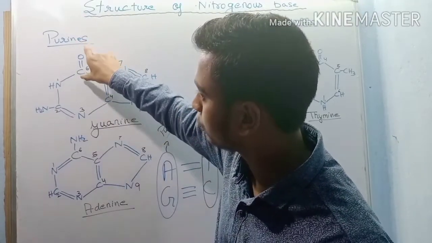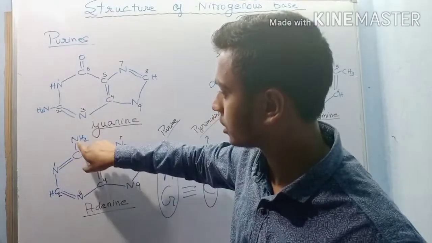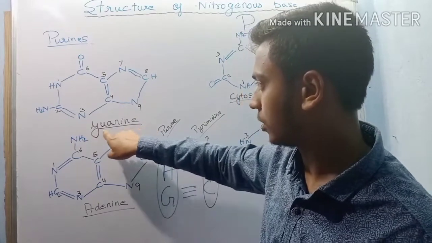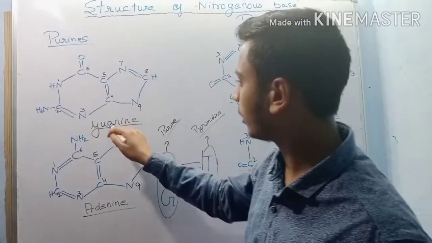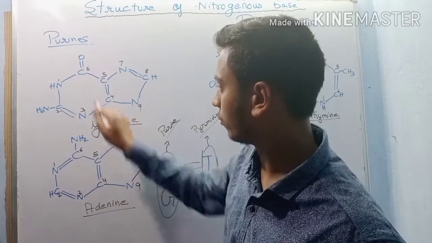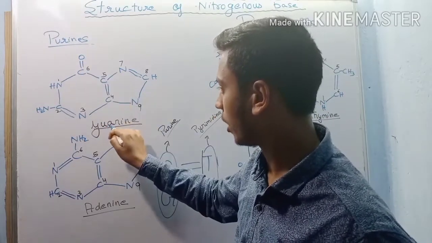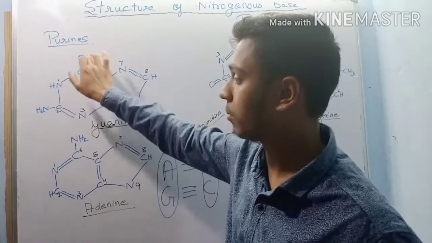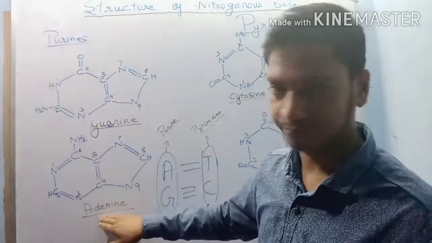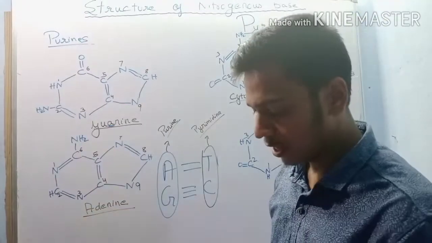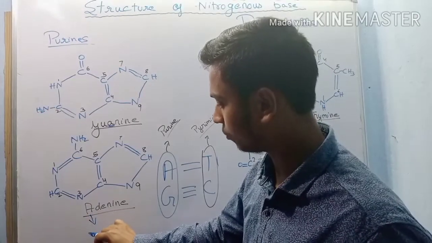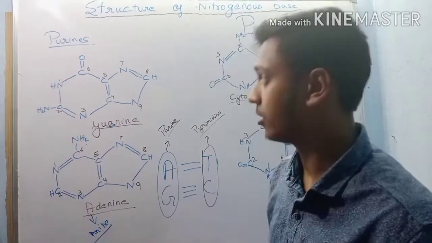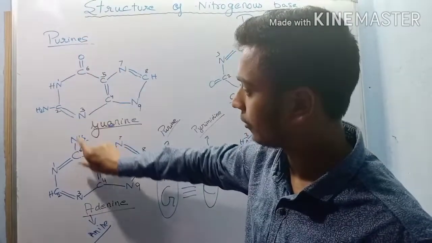First, in the head position, a double bond O is present, and here a single bond NH2 is present, and here O is present. In guanine, you can remember by a simple trick: in guanine, a double bond O should be present. And in adenine, the amine group is there: A for adenine, A for amine group. So NH2 should be present in the head, that's it. Here only you have to remember this one and this one.